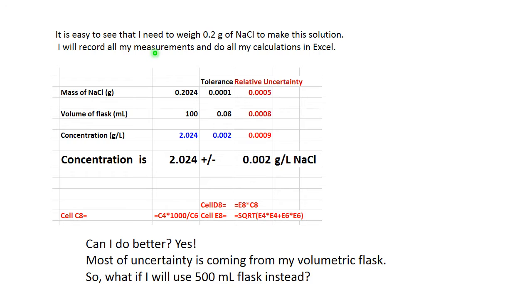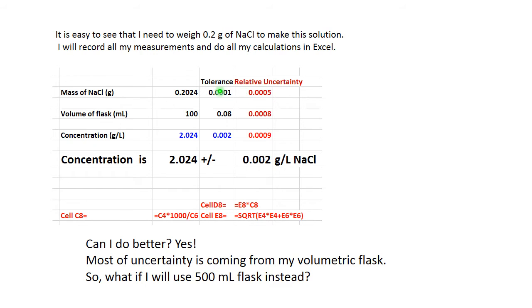I will record all my measurements and I will do all my calculations in Excel. So this is a screenshot. Say I was weighing by difference, so my tare was 0, so I had one number, and this is a 4-digit number. It's not exactly 0.2, but that's what happens when you start measuring real things. Now tolerance of this number is 0.1 milligram. That's the number from the previous page.